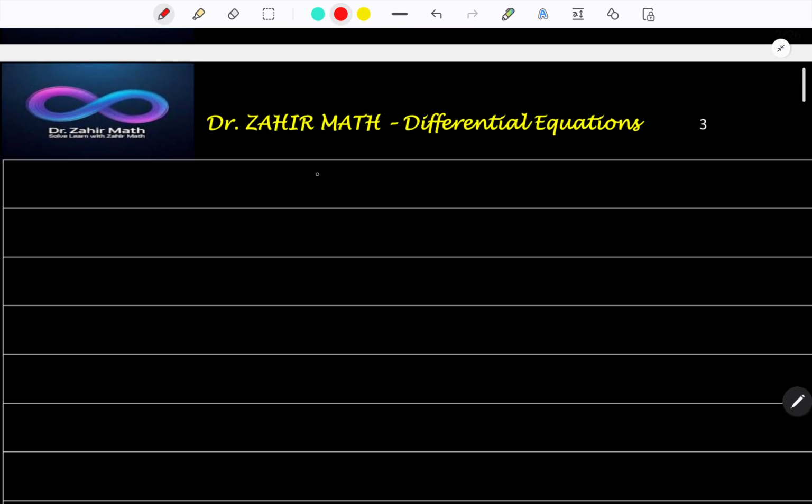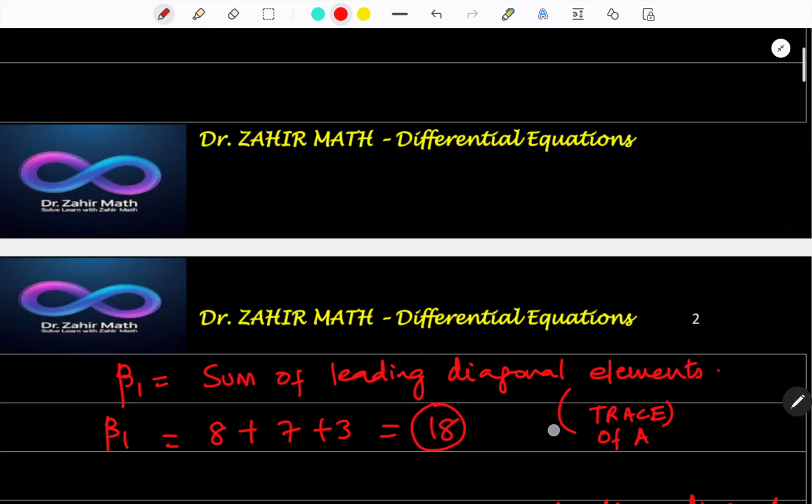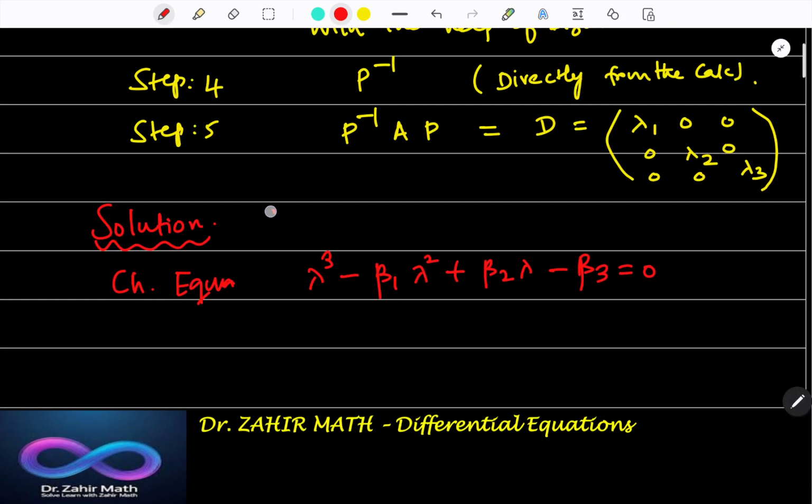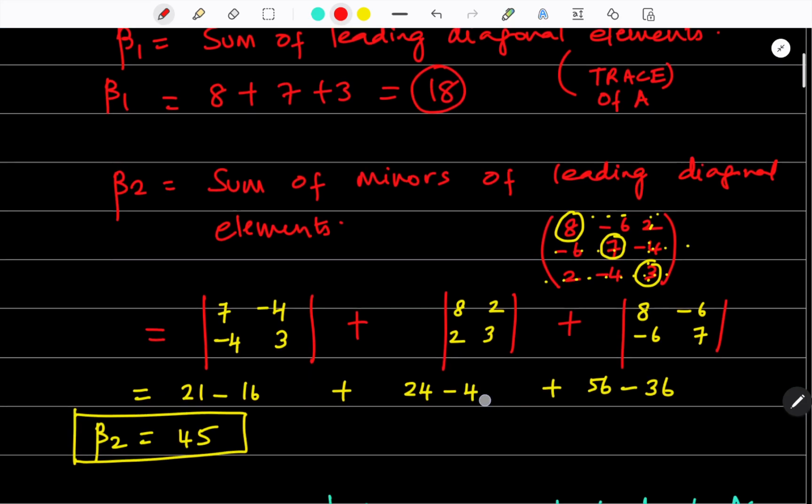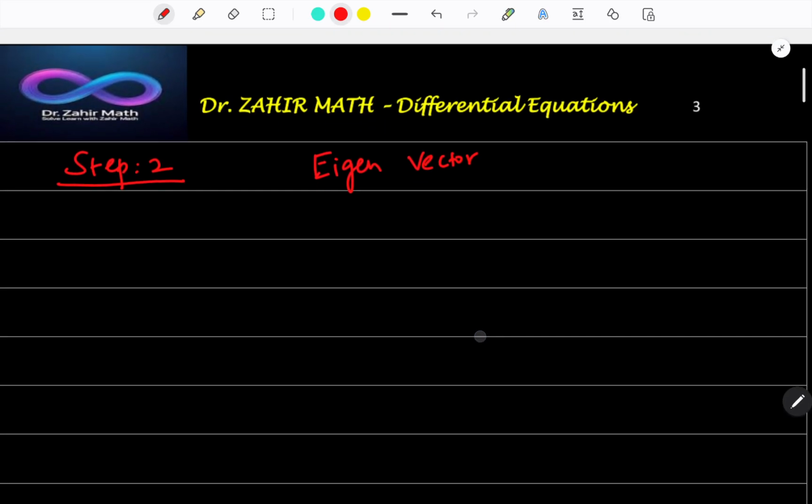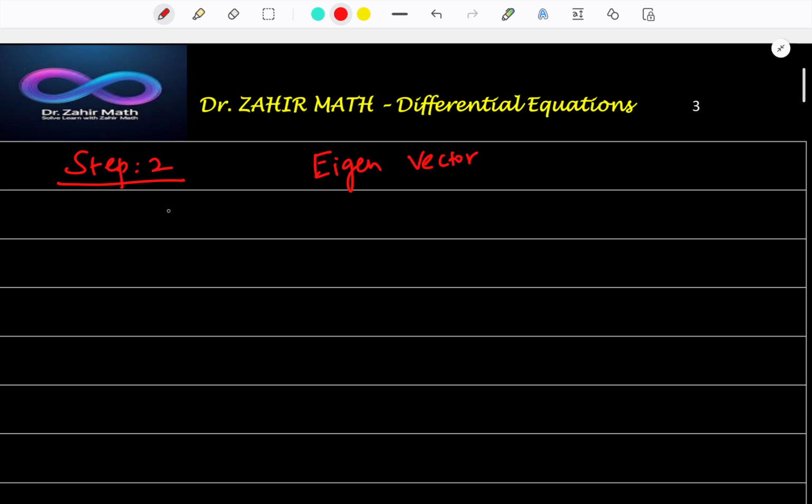Next we are going for eigenvector, right? Eigenvector, which is step number 2. Step number 1 is what? Finding eigenvalue, and this is step number 1. Now we are going for step number 2, finding eigenvector. What is the formula? Matrix A minus lambda I times x is equal to 0, right?